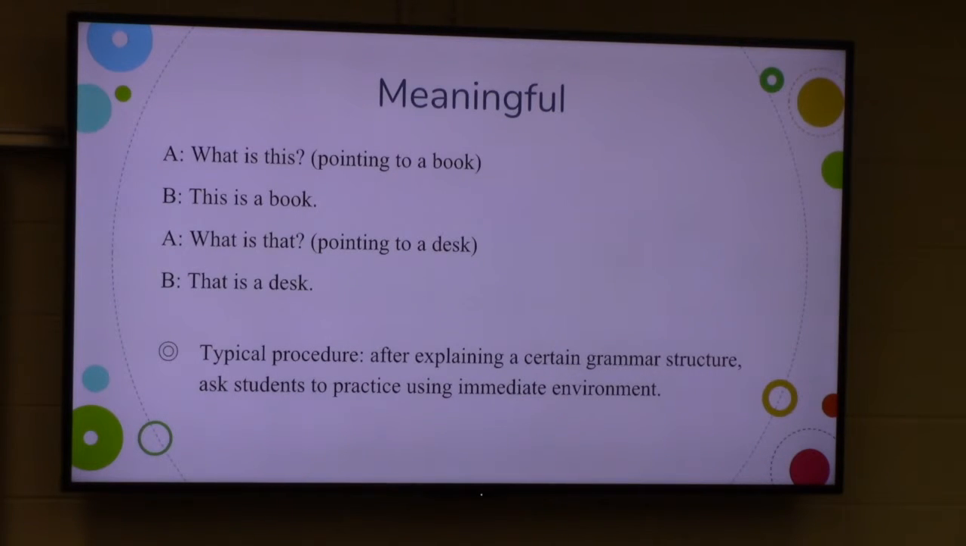And I do that all the time. Yeah? And also this kind of drill or questions is seen in our beginning level classes. Okay?